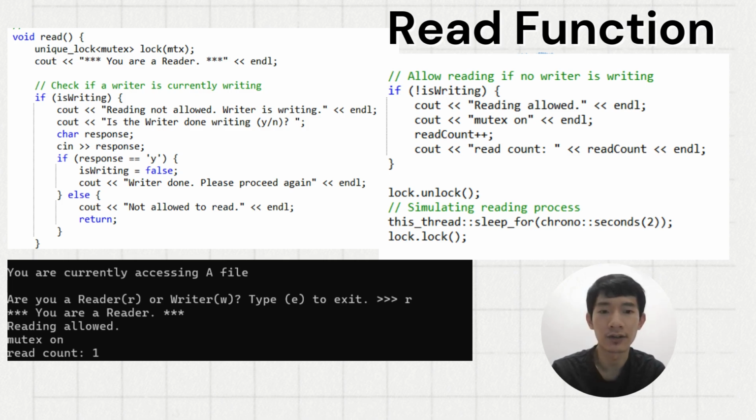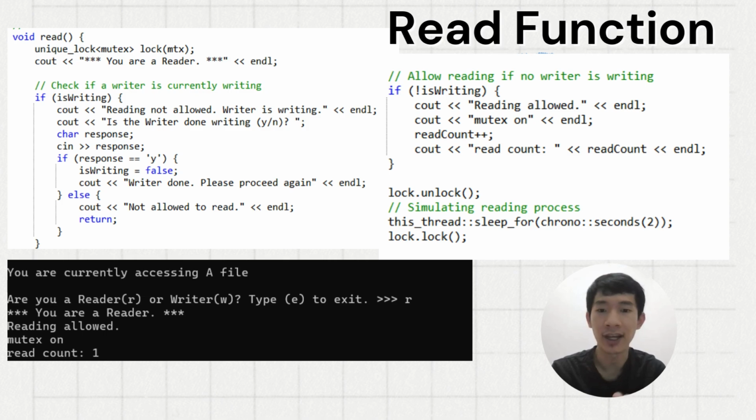Now, for the first part of our system, we have our read function. When the system starts up, we tell the user that he or she is currently accessing a file, and we prompt the user to answer whether he or she is a reader or a writer. If he or she is a reader, they can simply type R, for reader. Then we will show that he or she is a reader.